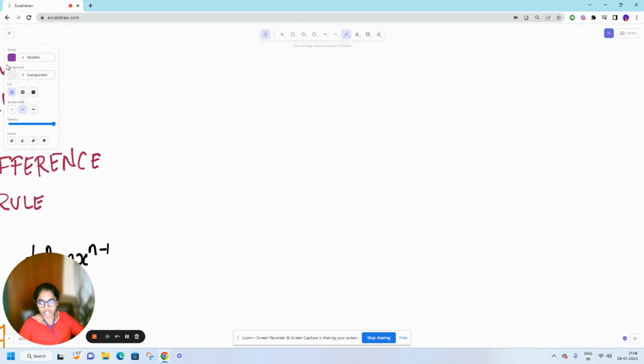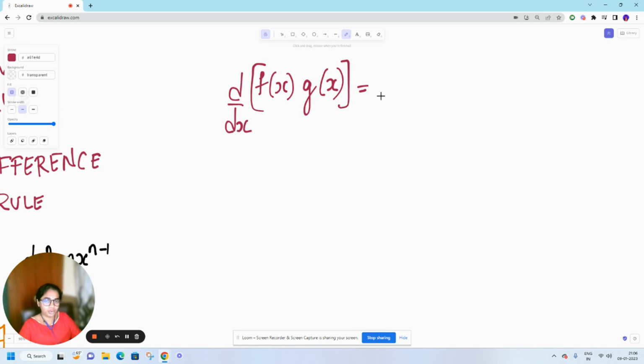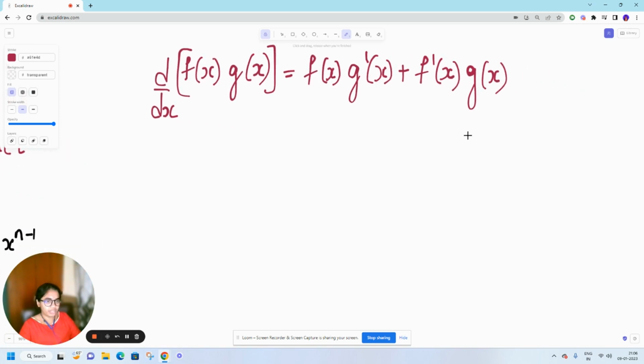Suppose we have a question in the form of f of x into g of x, and you have to find the derivative of this. Then we use something called the product rule. What does this product rule say? Keep f of x as it is, find the derivative of g of x, plus, now find the derivative of f of x and keep g of x as it is. This is our product rule.